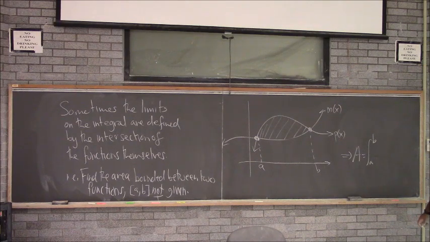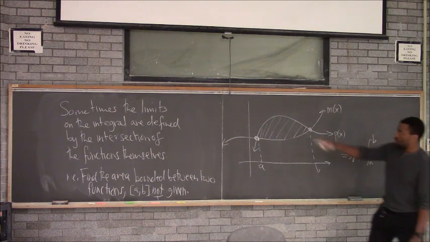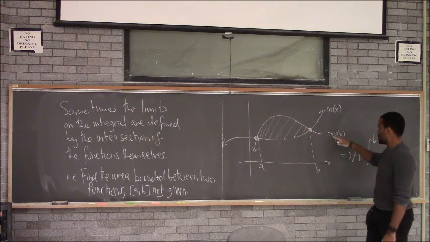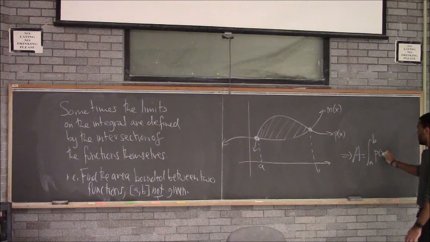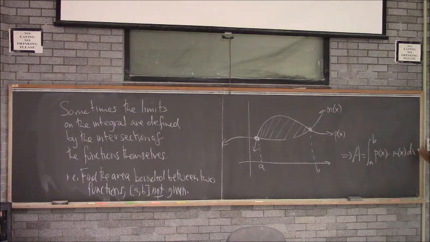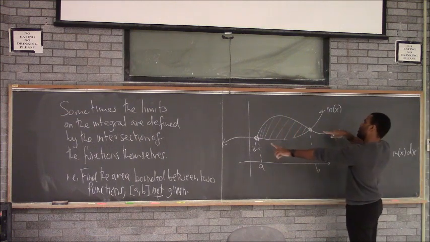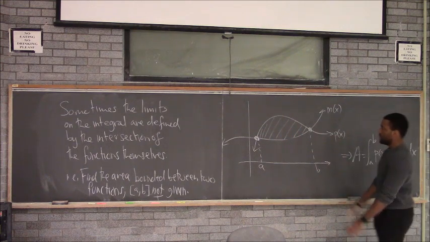Well, yeah, use x mixes. It's top minus bottom. Who's on top? Oh, p of x, oh, yeah, yeah. It's always top minus bottom, dx. So you saw a question like this in the bonus.